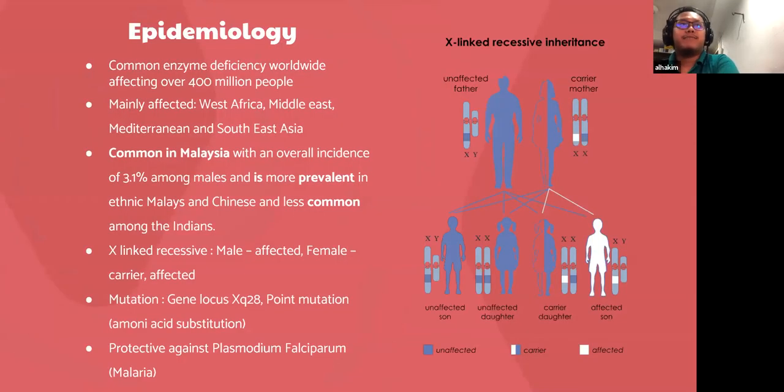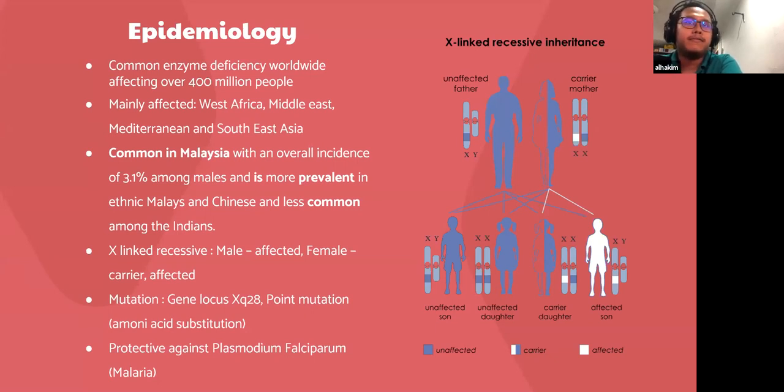Okay. First, the epidemiology of G6PD deficiency. It is the common enzyme deficiency worldwide, affecting over 400 million people, mainly West Africa, Middle East, Mediterranean, and Southeast Asia. It is common in Malaysia with overall incidence of 3.1 among males and is more prevalent in Malays and Chinese, but less common in India. And it is X-linked recessive.